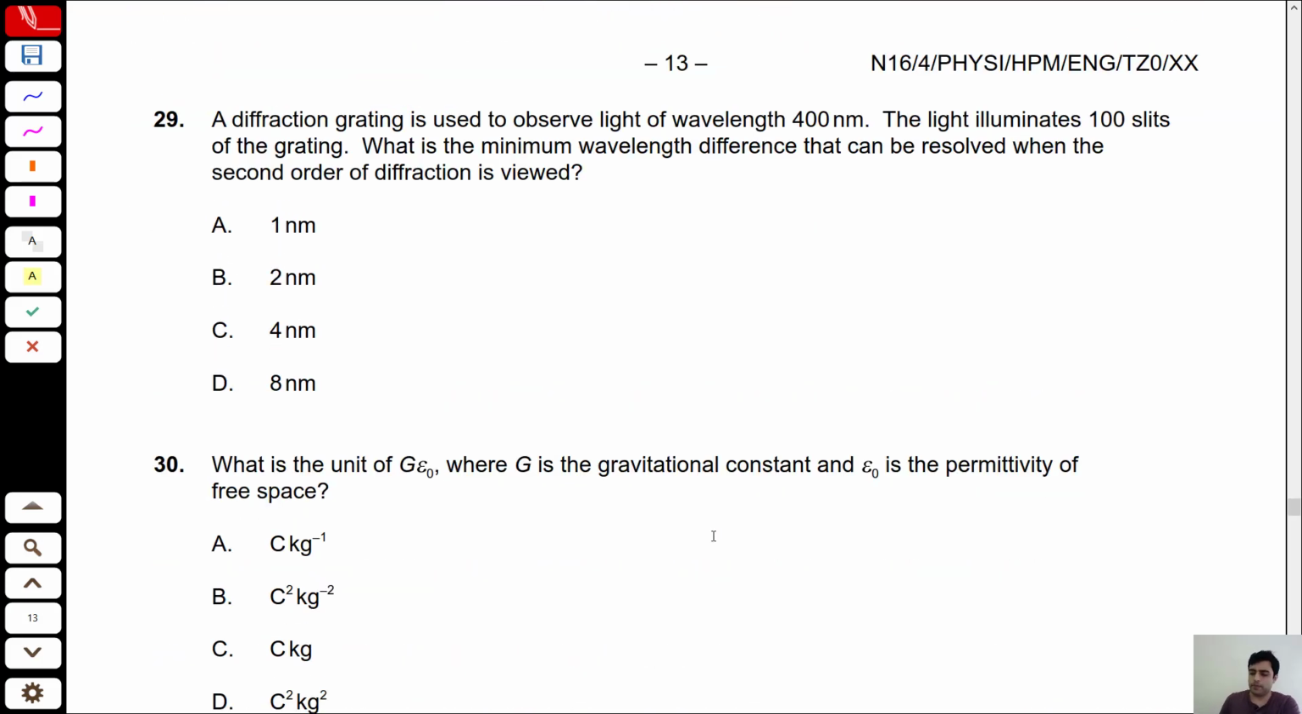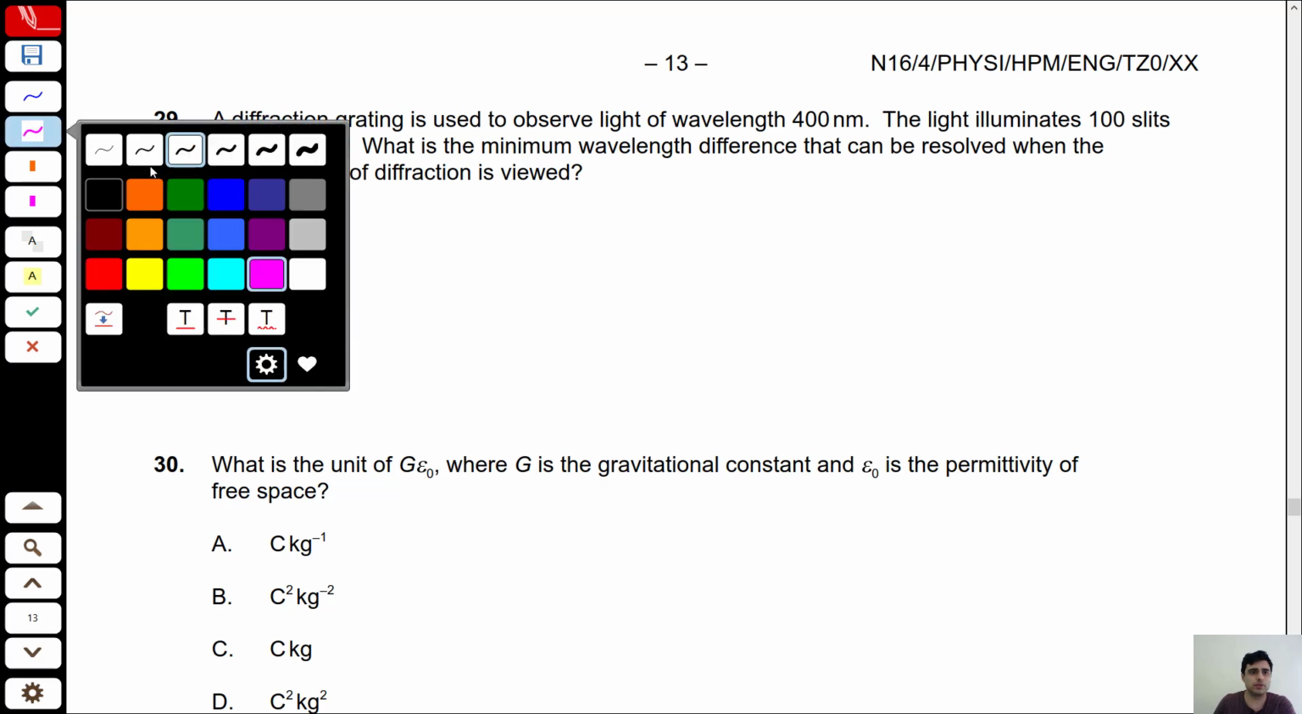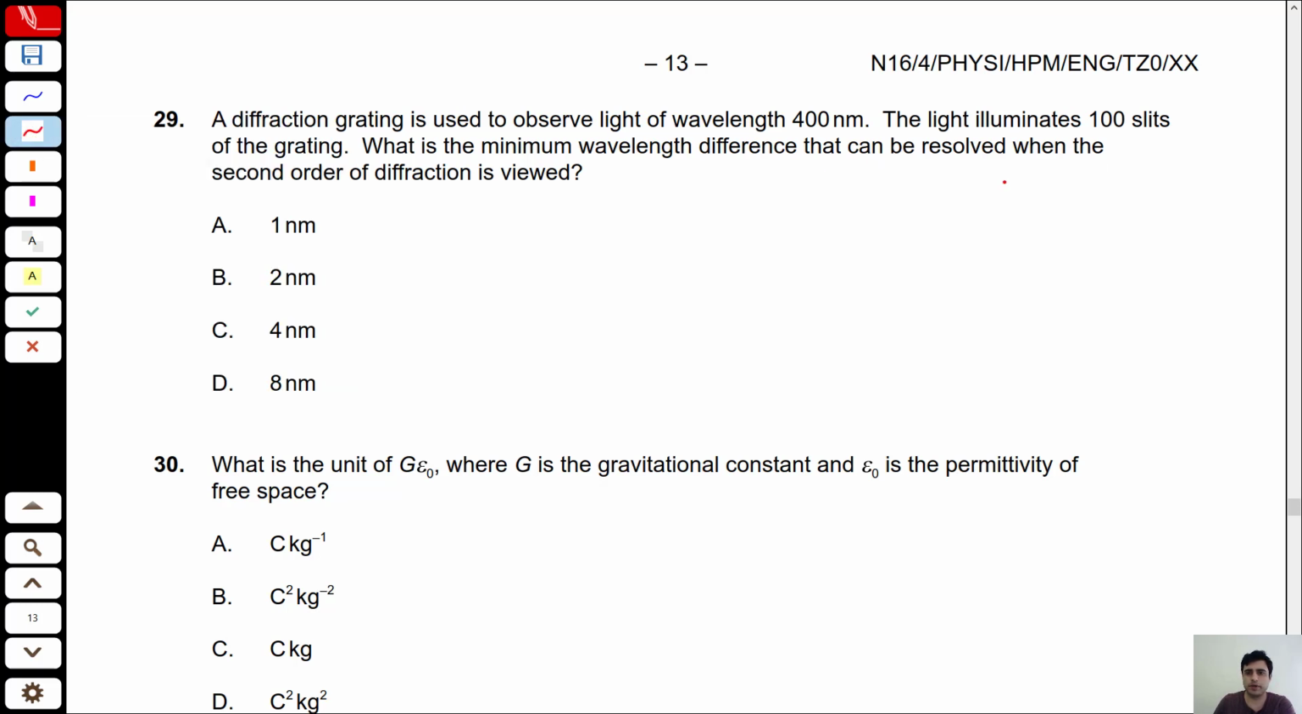Okay. A diffraction grating is used to observe light of wavelength 400 nanometers. So we have light of wavelength 400 nanometers. The light illuminates 100 slits, so the number of illuminated slits of the grating is 100. What is the minimum wavelength difference? So we need to find this delta lambda, that can be observed when the diffraction is second order. So m is actually the order, which is 2. Let me show you which equation we are going to use here.